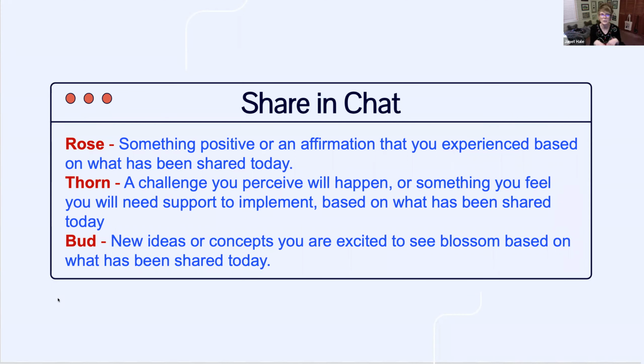When you put in your chat, just put an R, a T, or a B, or rose, thorn, bud. And you don't have to do all three. We just want to hear where your minds are. And then we'll see, Sarah, real quick, if we have anybody that has any Q&A, and then we'll wrap it up.